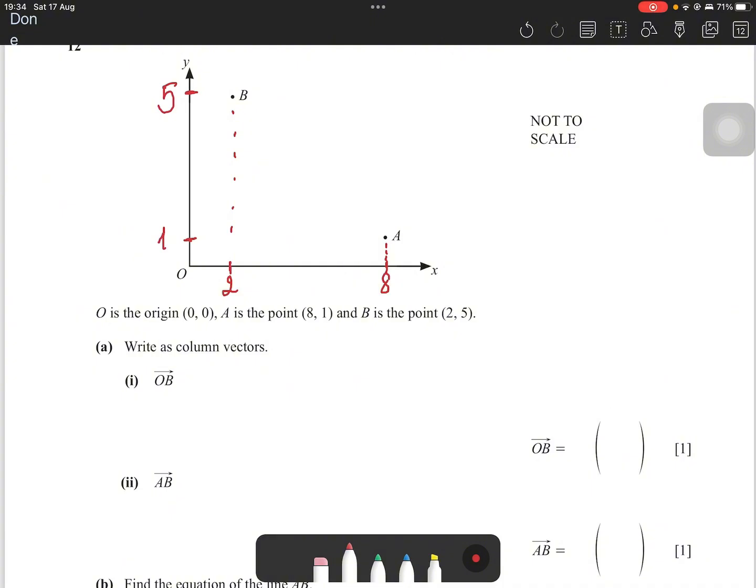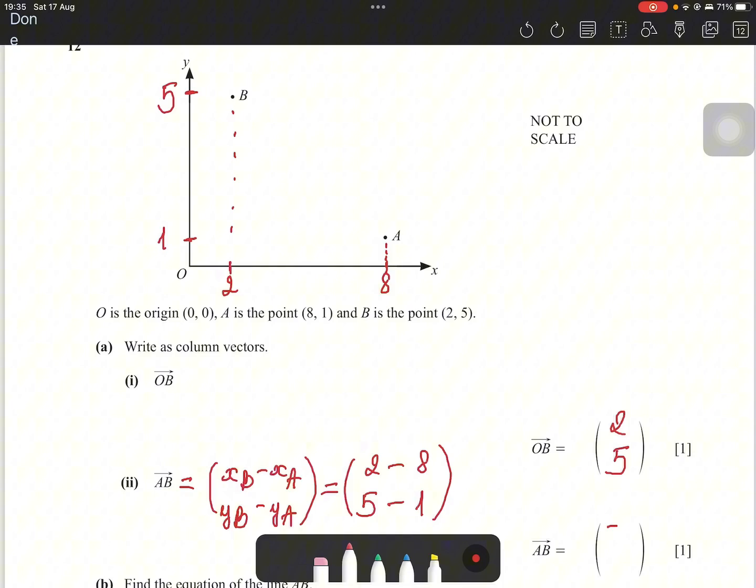OB. Vector OB is the vector (2, 5), because the coordinates of B are (2, 5), so the position vector of B is also (2, 5). Then find the vector AB. This is equal to XB minus XA, YB minus YA. XB is 2, XA is 8, YB is 5, and YA is 1. 2 minus 8 is negative 6, 5 minus 1 is 4.